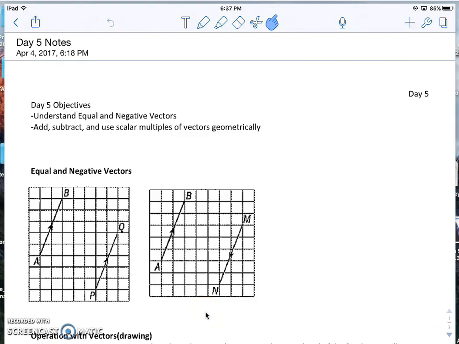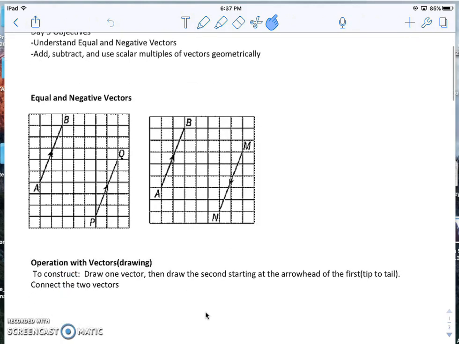Today we're going to look at quite a few things. We're going to look at equal and negative vectors, as well as how to add and subtract these geometrically.